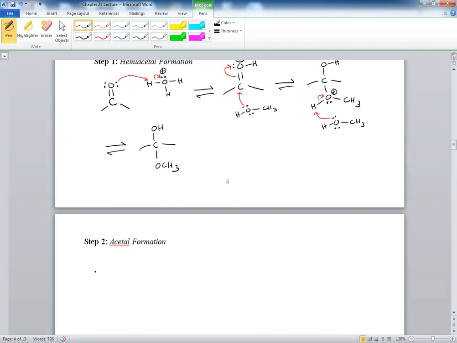Now, what happens next is we bring the hemiacetal down here. And this oxygen gets protonated from either the protonated methanol, we can use that. It's very acidic. There's a positive charge on it here.